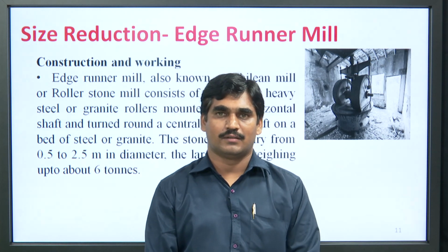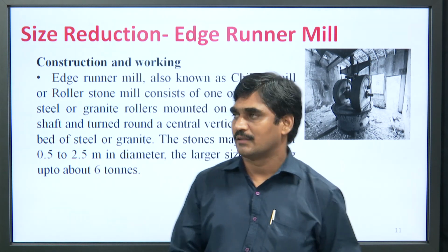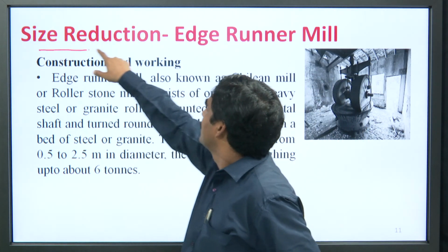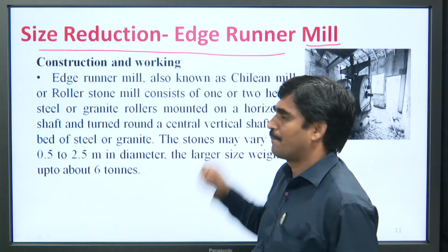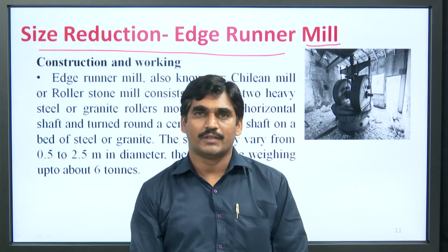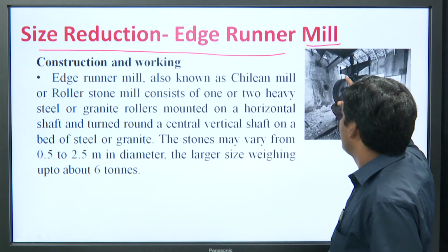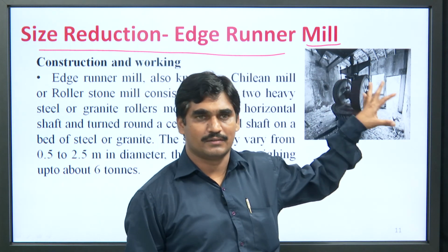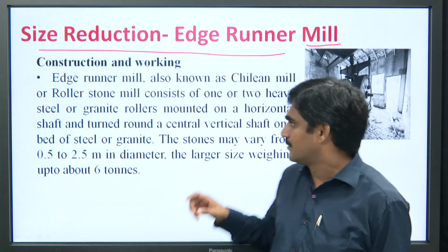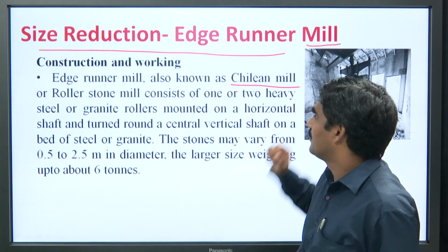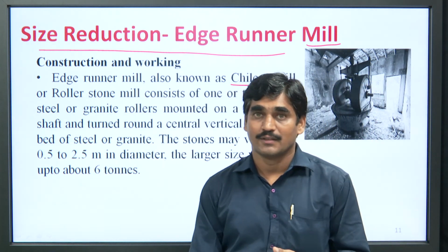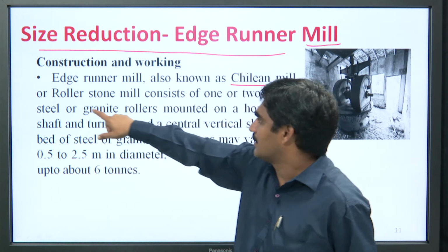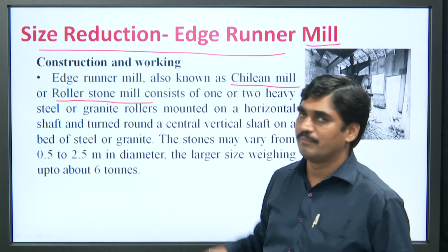The next mill that we use for the size reduction process is the edge runner mill. As you see in the diagram, this is the diagram of the edge runner mill. This is also called the Chilean mill. Edge runner mill is also known as Chilean mill, or we can say roller stone mill.